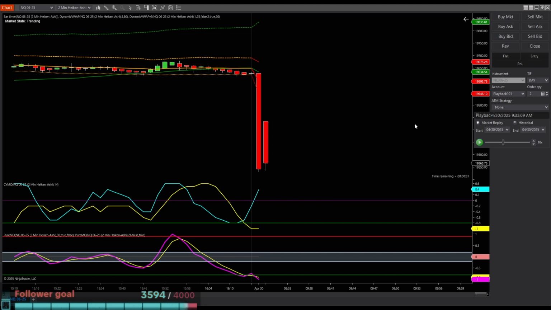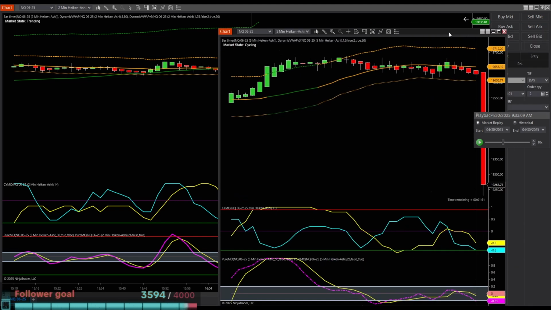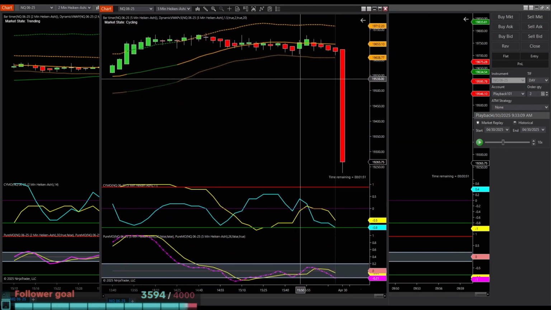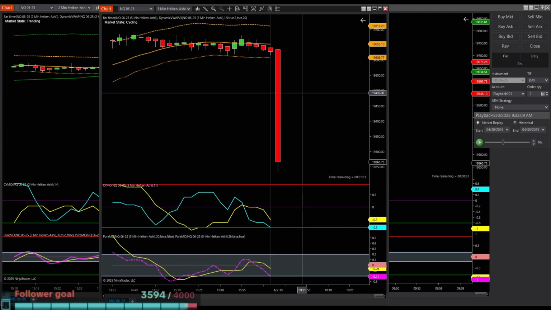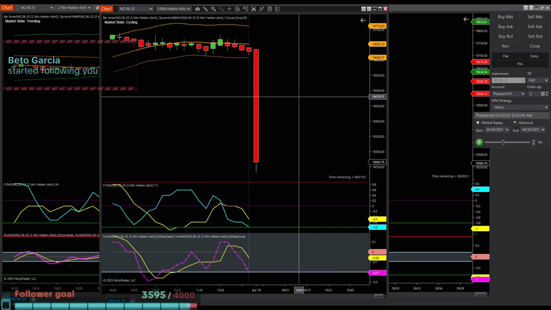Okay, so first things first. Let's pause it right here for a sec, okay? These are the Nasdaq 100 futures that we're looking at right here. First things first, guys, let's bring in our 5-minute chart. Here's the 5-minute chart of the Nasdaq 100 that we're currently looking at right now, okay?